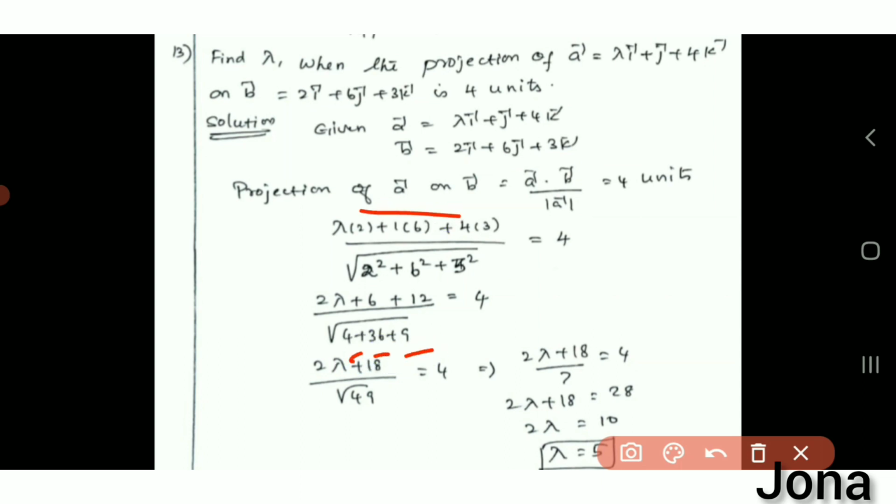At the numerator we have 2 lambda plus 6 plus 12 equal to 4 here. Then we add everything, we get root 49. Root 49 is 7 here. So at the numerator we have 2 lambda plus 18 divided by 7 equal to 4. Then cross multiply, so we get 2 lambda plus 18 equal to 28. 2 lambda equal to, take this 18 to the other side, so 28 minus 18 is 10. Therefore we have the value lambda equal to 5.